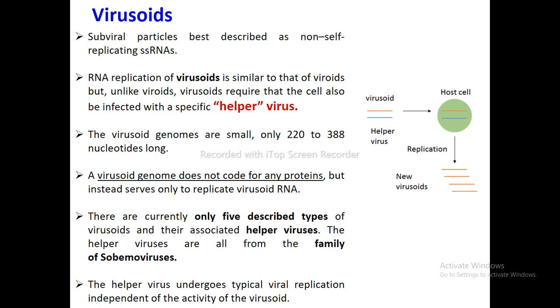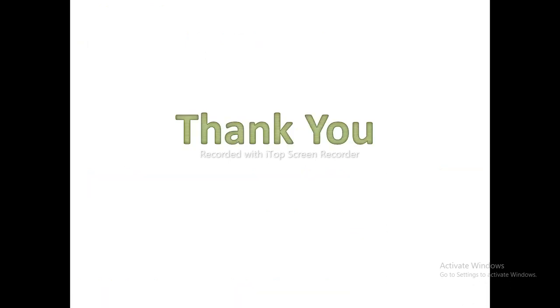Okay, and these helper viruses, unlike virusoids, undergo a normal mode of replication, and they are not dependent on any other subviral particle or virusoids. Like virusoids are dependent on helper viruses, but helper viruses are not dependent on virusoids. So once virusoids and helper viruses both are in the host cells, the helper virus facilitates the replication of the virusoid genetic material. So this way we end our present lecture on subviral particles.